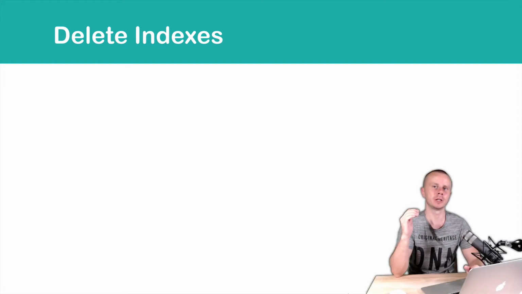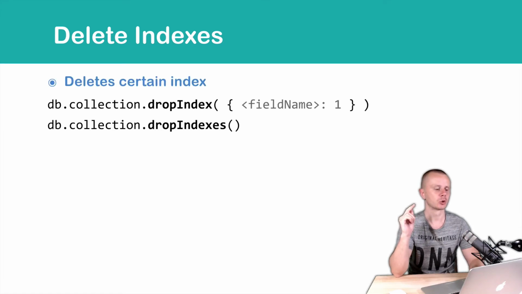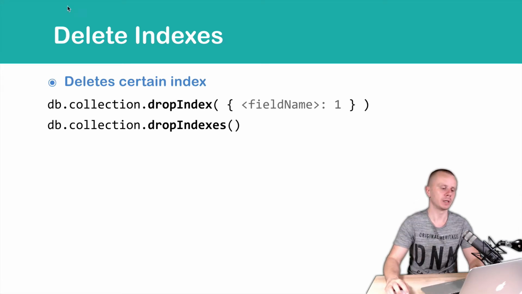You can easily delete any index, or you can even delete all indexes, of course except the underscore id index. There are two helper methods for this: dropIndex and dropIndexes. dropIndex needs an argument with a key-value pair, where the key is a field name and the value is just one. dropIndexes doesn't require any arguments.